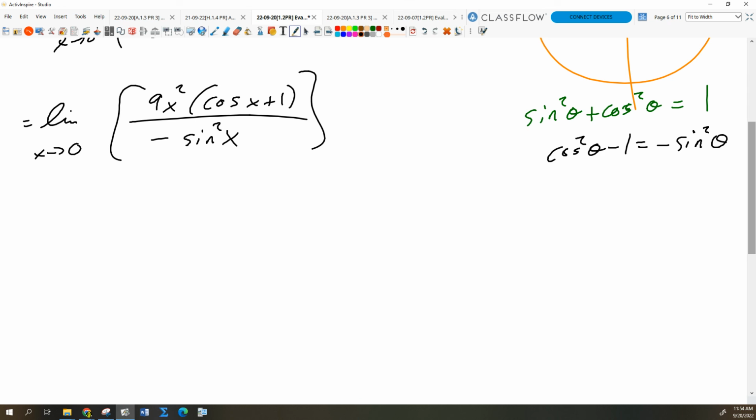Okay, sometimes this is helpful. If I try to evaluate this directly, where are my zeros over zeros coming from? I'm getting 9 times 0 times 2 divided by 0, right? That's not a problem. That cosine x plus 1, that's not going to go to 0. What's the part that's causing the indeterminacy here? The sine squared x and that x squared, right? So everybody agree, this is the part right here.